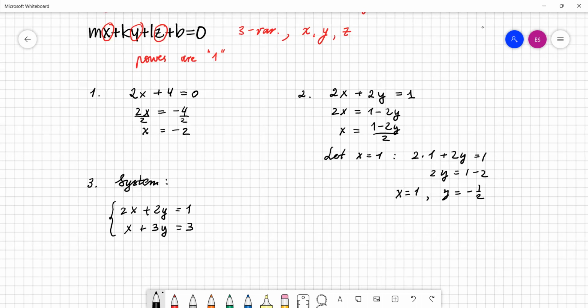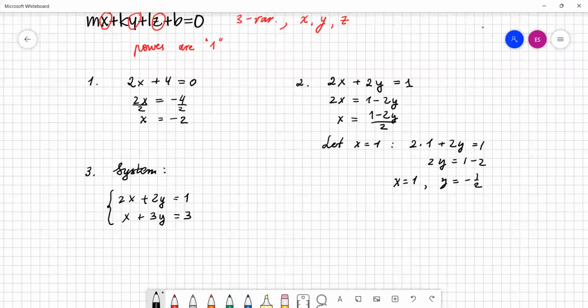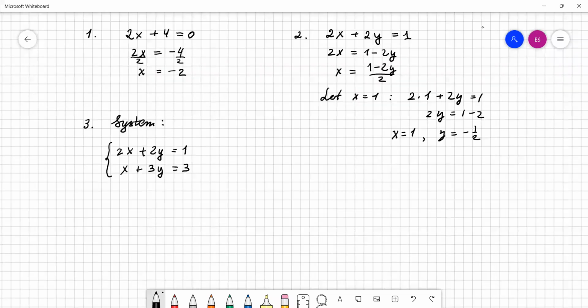How do we solve the system? Well, for the system solution, we remember we can use either the elimination method or substitution. I'm going to show elimination, but you know that substitution is still going to work. Here is how elimination works. For example, you consider equation number 2 and multiply it by something to add to the first equation and cancel either x or y. I'm going to multiply this equation by -2. So I have 2x plus 2y equals 1 and -2x minus 6y equals -6.